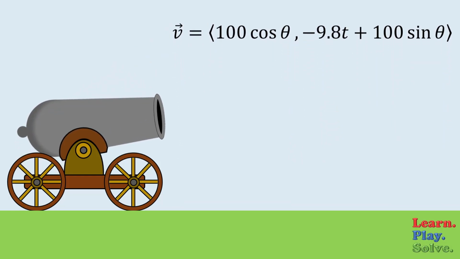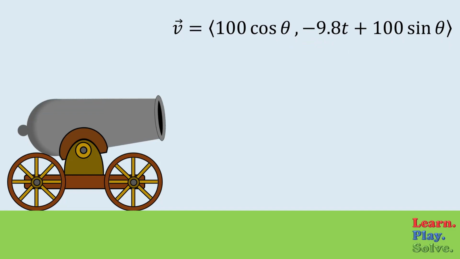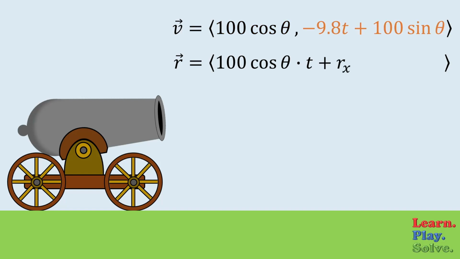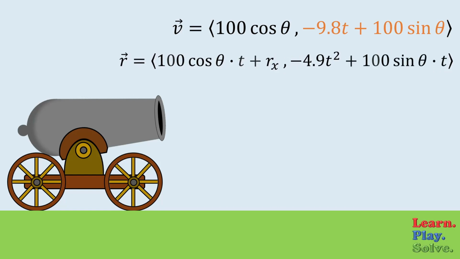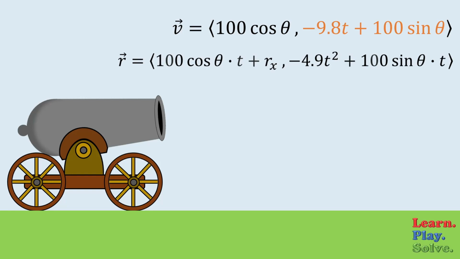The antiderivative of velocity is position, so just like before, we can use this information to create a position vector, which commonly uses the symbol r. The antiderivative of 100 cosine theta is 100 cosine theta times t, plus the initial horizontal position. And the antiderivative of the y component is negative 4.9 t squared, plus 100 sine theta times t, plus the initial vertical position.